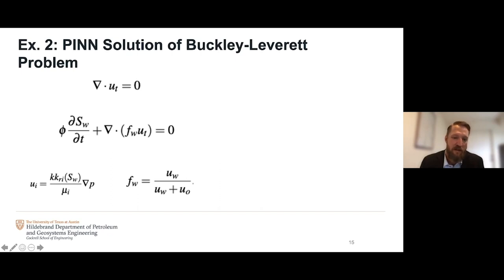What we have here is if we were to write for a two-phase, oil and water two-phase model, the total mass balance and then the mass balance of water, you'd have these two equations where we're going to use a standard relative permeability model for the fluxes, and then ultimately things can reduce down to where everything can be parameterized by this fractional flow equation here.